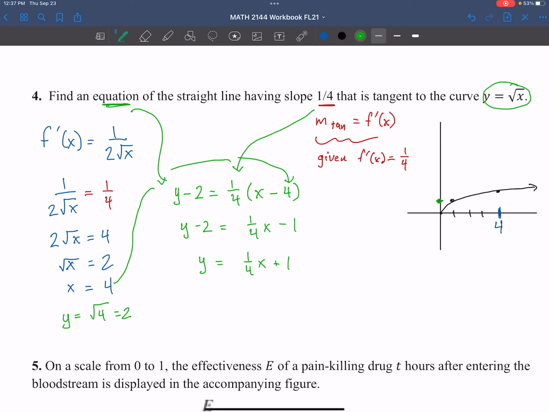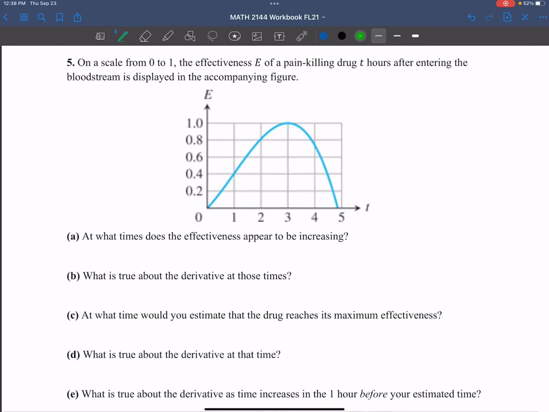So if you were to do that, then we rise 1, run 4, and you can see right here in green is the tangent line. Again, I didn't draw my curve perfectly, so it was a little bit off, but you can see that is how you find the equation for a tangent. Anyone have any questions on that? All right. Let's go ahead and look at number 5.